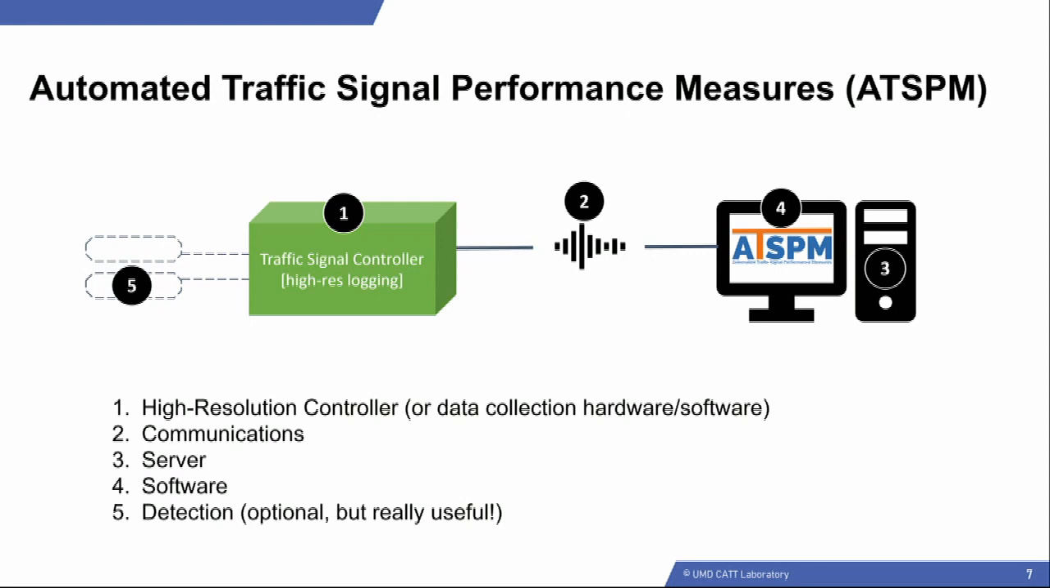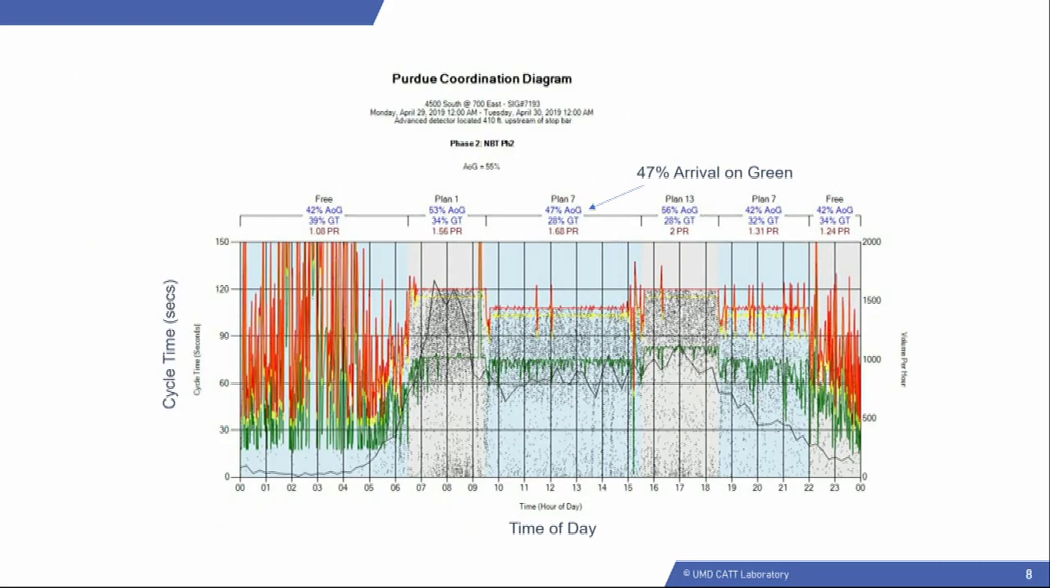That information is then sent to a central computer that has the ATSPM software on it. It keeps track of that, and then builds visualizations that the engineers can look at to say, okay, this is what's happening in the past at the intersection. In theory you don't have to have detection, but it adds a lot of value to what you're able to do and what visualizations you're able to build. So those are the main 5 pieces.